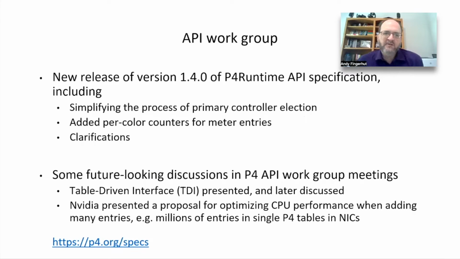In the API working group, there's a new release, version 1.4 of the P4 Runtime API specification, imminent, if not already published. I haven't checked this morning. There's just a bullet list of a couple of items. I asked Stefan Smolka, and he asked me to call out the adding of per color counters for meter entries in the runtime API specification, but there's other work that's been going on there. I don't attend all of the API working group meetings, but I do attend some, and I wanted to call out a few things that I've found of interest in the past few months.